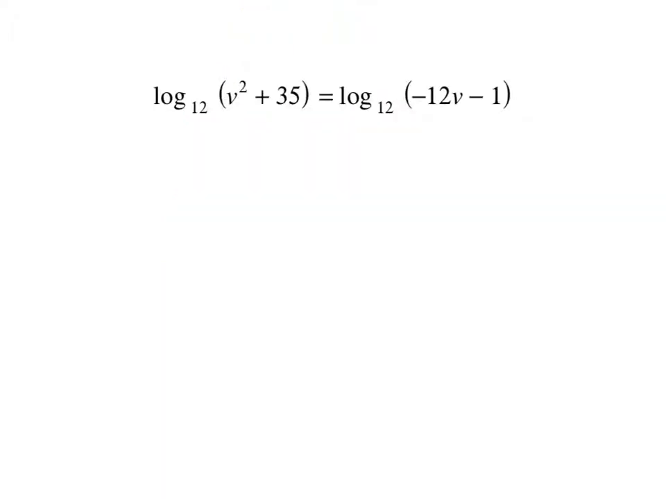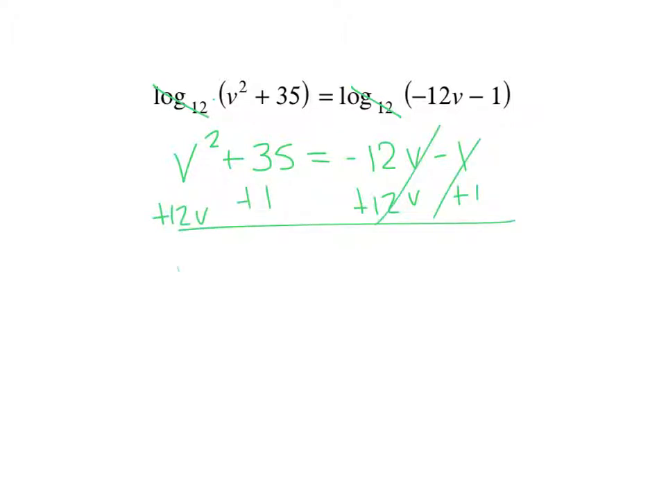So for this log equation, there are two logs on either side, and they're the same base. So I'm going to be able to cross off the log and the base and set the insides equal to each other. So I see v squared, and any squared likes to be equal to 0, so I'm going to add the 12v over and add the 1. That'll cancel this out. I'll get v squared plus 12v plus 36 equals 0.